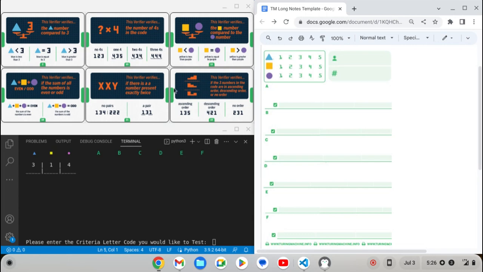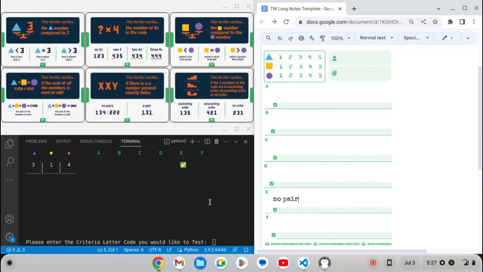Well, let's begin. We're going to start off with our initial proposal of 314. And the first thing I want to test is I want to see if there is a pair or not. So I'm going to test criteria card E. Okay, so the Turing machine approves of my proposal. Notice that my proposal of 314 has no pair. They're all distinct. So that's what I'm going to write down in my notes for section E, that there is not a pair. Okay, so again, what that basically means is that they're all distinct.